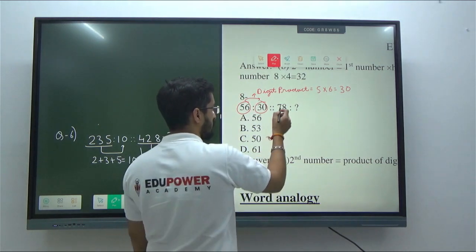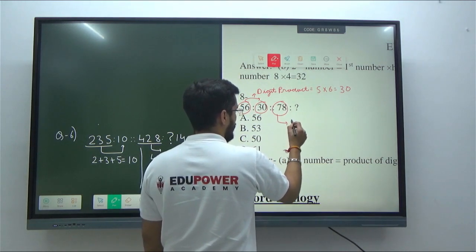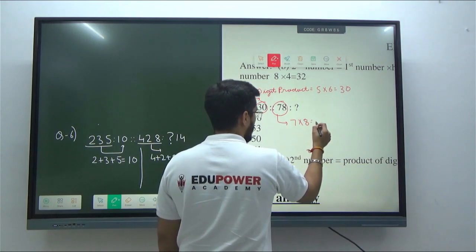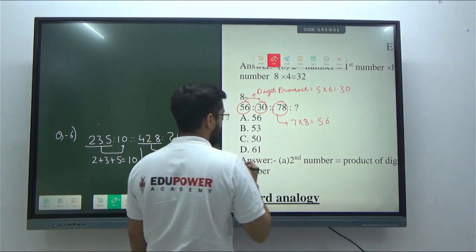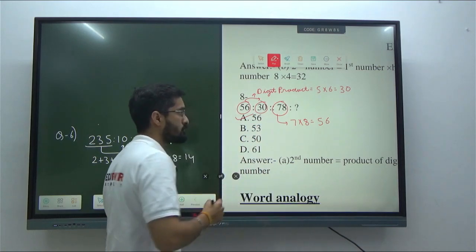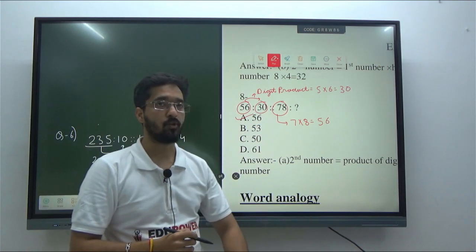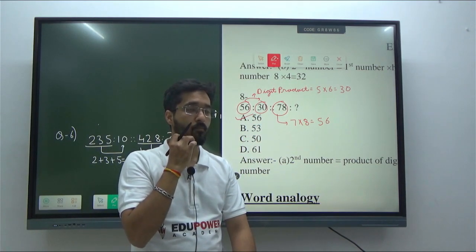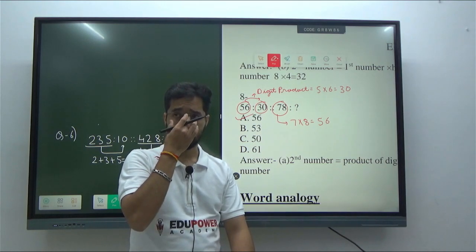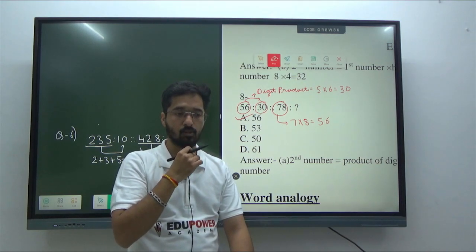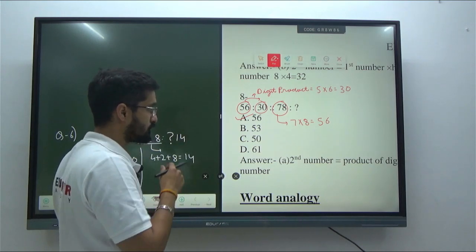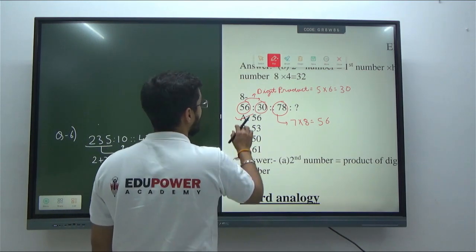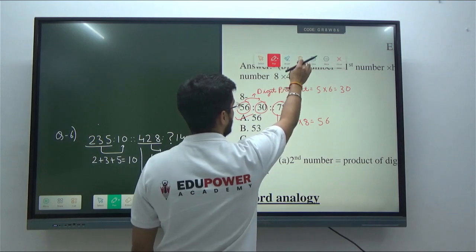Here 78. What is the digit product? 7 into 8 is equal to 56. So the answer is A, 56. Right? Answer is 56. I hope you have understood the logic.